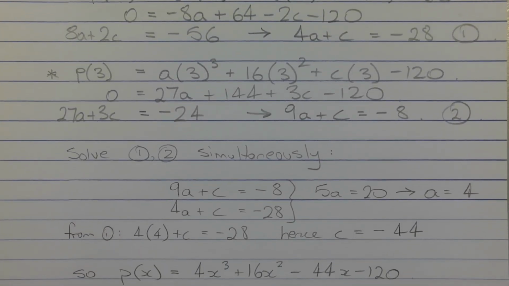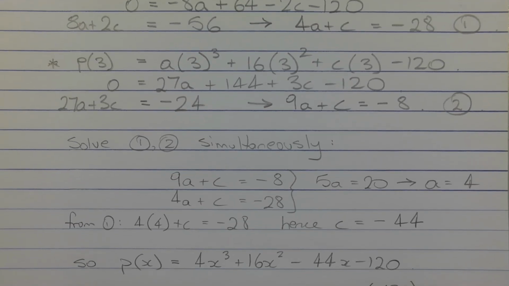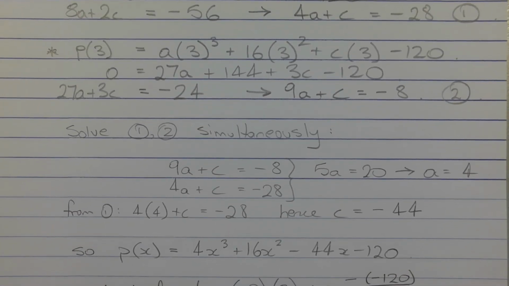Now let's solve equations 1 and 2 simultaneously. And I'm going to use the elimination method. So we have 9a plus c is equal to -8. And 4a plus c is equal to -28. So I'm going to subtract the second equation from the first equation. So 9a minus 4a gives us 5a. The c's will cancel, and -8 minus -28, so that's -8 plus 28 gives us 20. Dividing both sides of the equation by 5, we get a is equal to 4.